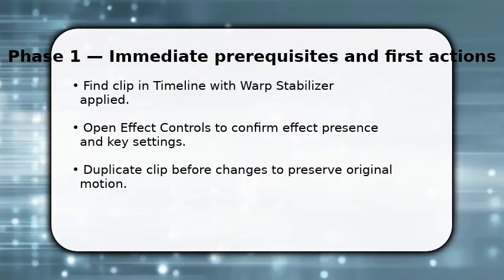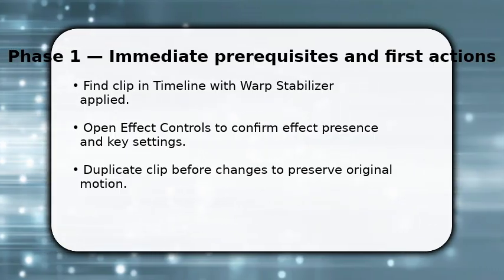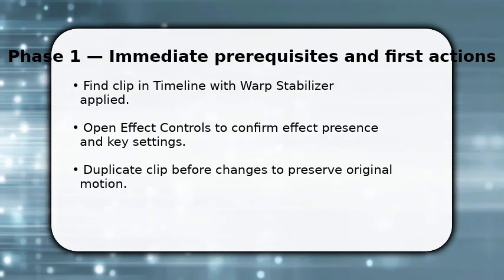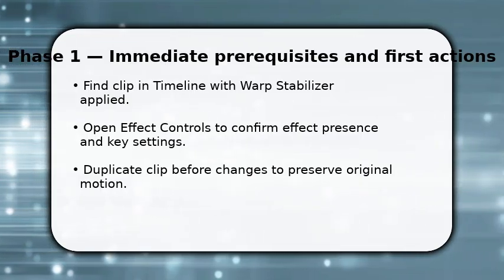You start by locating the clip that has Warp Stabilizer active, open the timeline and click it. Once selected, open Effect Controls so you can see Warp Stabilizer and its Analyze progress.